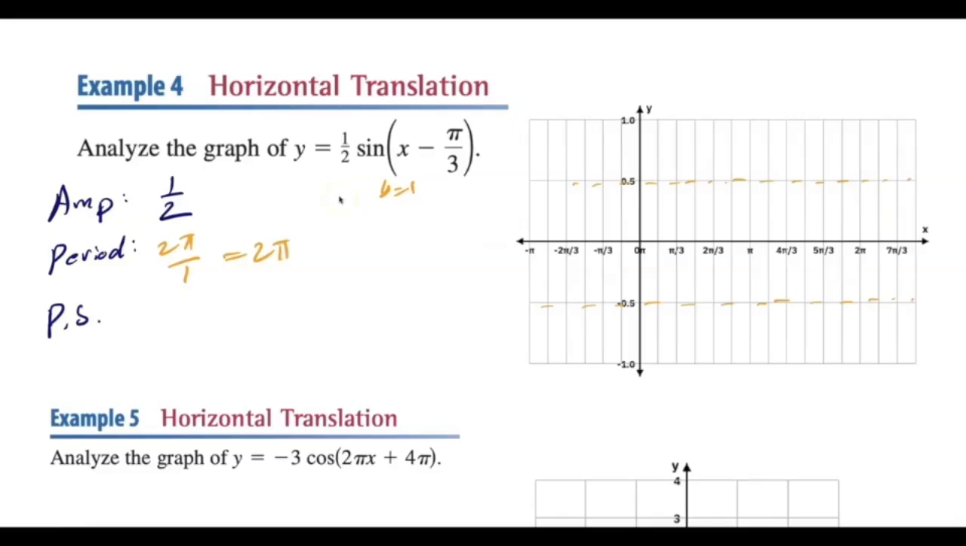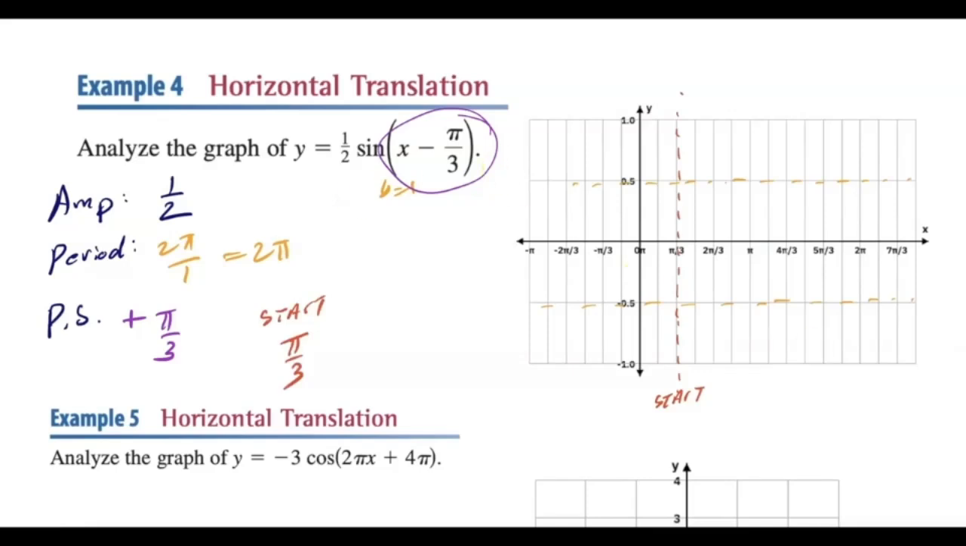Our phase shift is this guy. Remember, inside opposites, we're going to move it right pi over 3. We're going to start at pi over 3. And much like before, let me do this in red. This is just for us, so we know where we start. We start at pi over 3. This is our starting point.